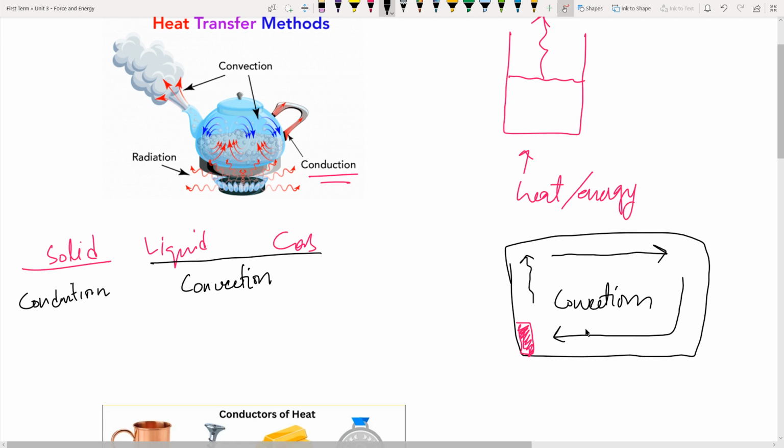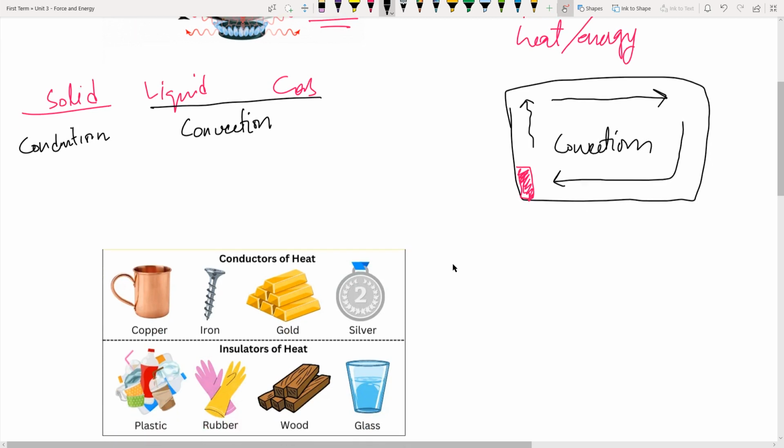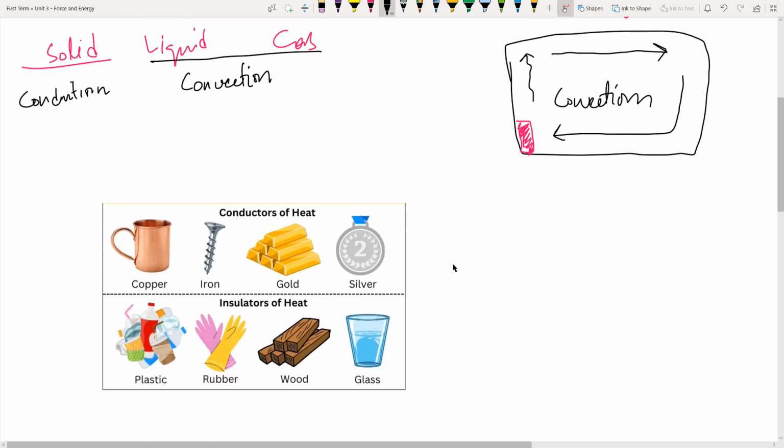So this is the convection that we see. This is why wind blows, right? In the day it blows in one direction, and in the night it blows in the other direction, due to the changes in temperature of the environment, right?